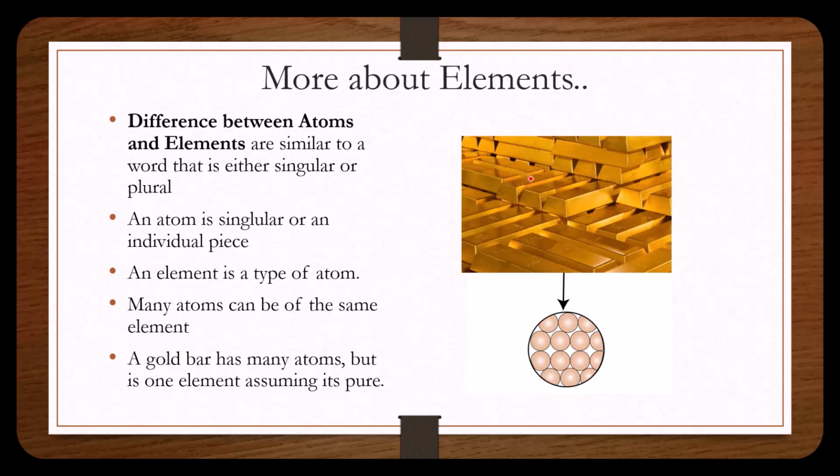So if this was a stack of gold bars, all this in here, this is the element gold, which obviously has several atoms. Down here, these little circles would represent an atom. So each one of these would be an individual atom, but they're all the same element.